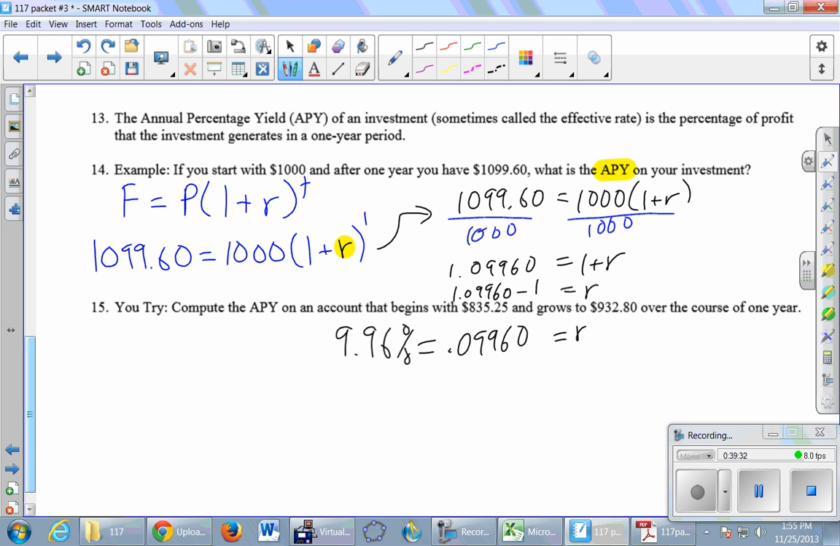I think my bank is paying me 0.1%. Oh, the joke's on them. There's hardly anything in there. So there you go.